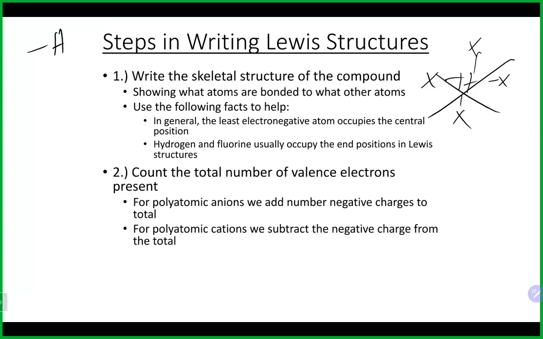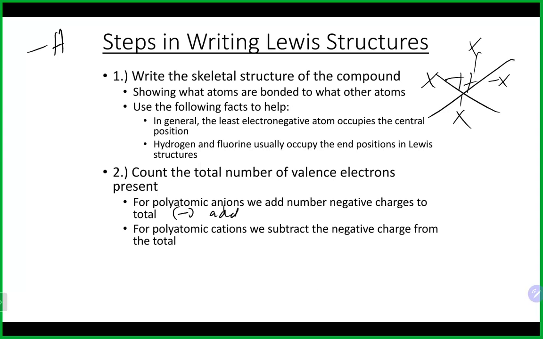Probably the most important thing that you need to do is really number 2, and that is to count up the total number of valence electrons in the entire molecule or ion. Again, we can get the valence electrons from the periodic table and the group number. Now, if you come across something that has a charge, like a polyatomic ion that we talked about, you do have to take the charge into account when you're adding up everything. If you have a negative overall charge, we need to add those electrons to our total.